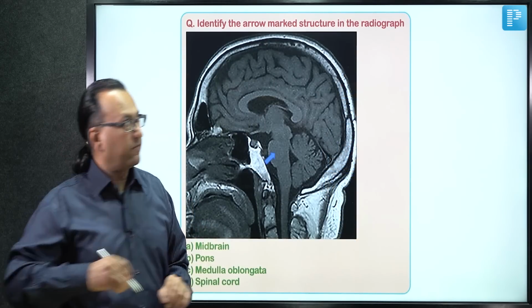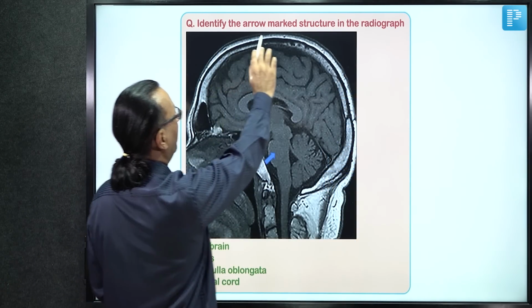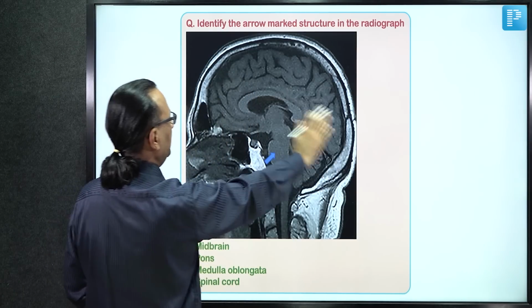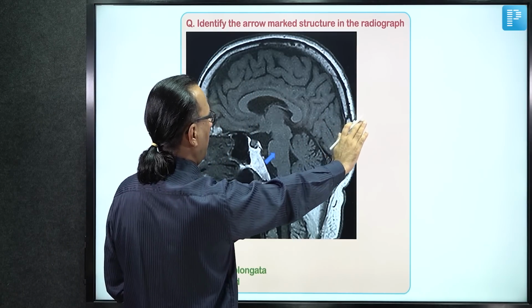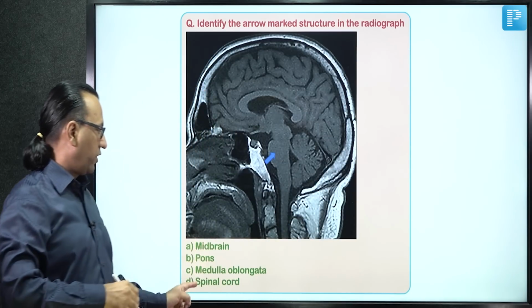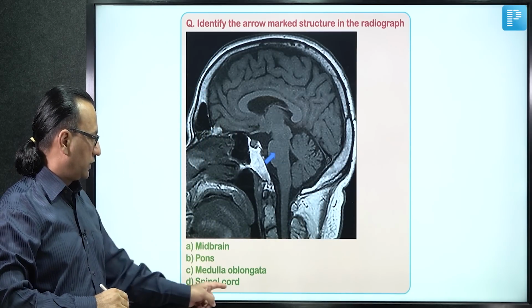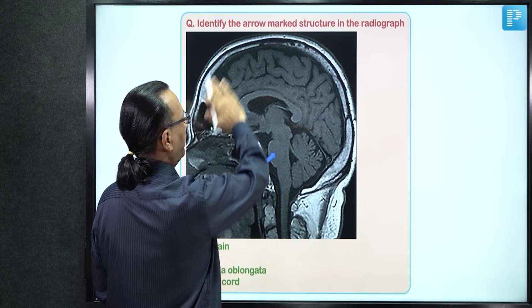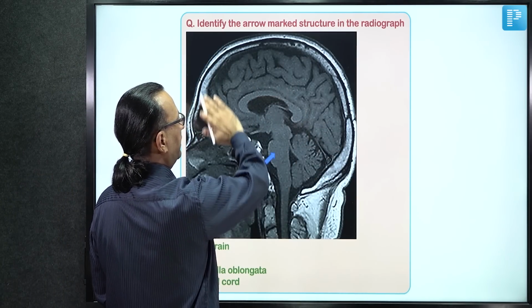The next question we have got is: identify the arrow marked structure in the radiograph. It is a sagittal section radiograph where we are talking about some of the components of the brainstem. Choice D is the spinal cord. So here we'll find this is the telencephalon part of the brain showing the cerebral hemisphere.